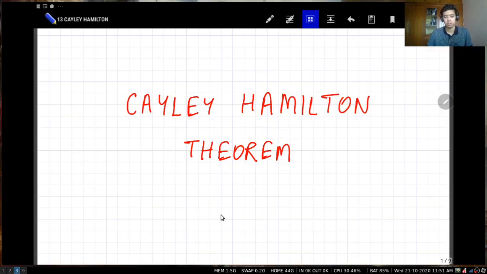So the algebraic multiplicity was a property of the characteristic polynomial of the matrix, and the geometric multiplicity is basically the dimension of the corresponding eigenspaces. And we saw that if these two are equal, then and only then the matrix is diagonalizable.